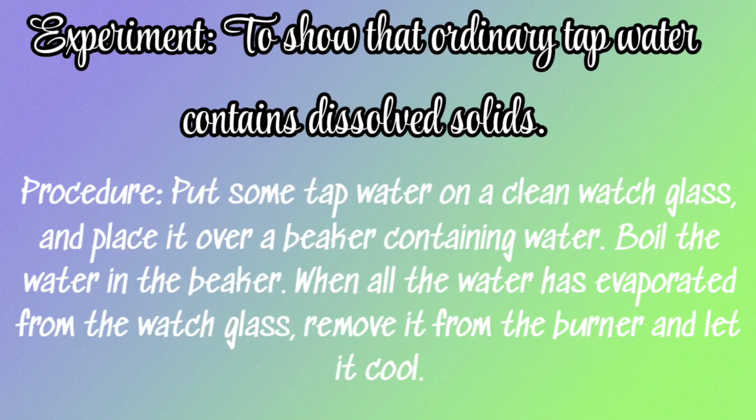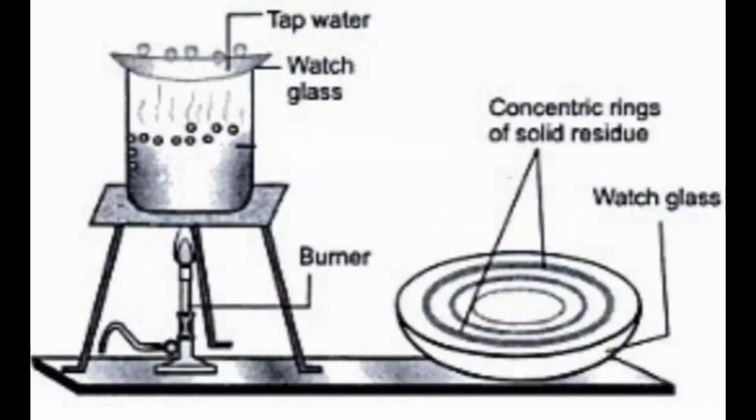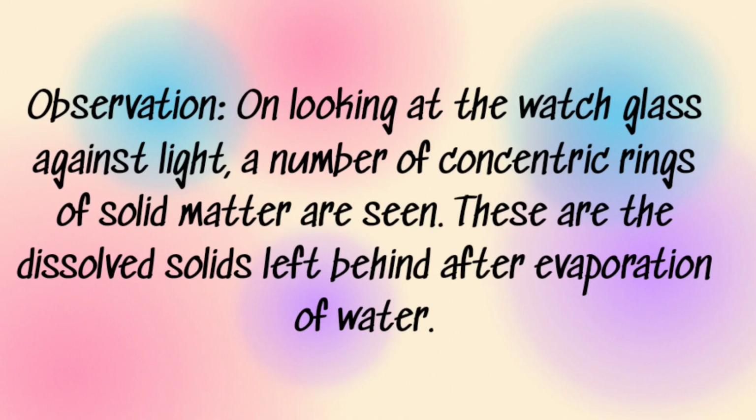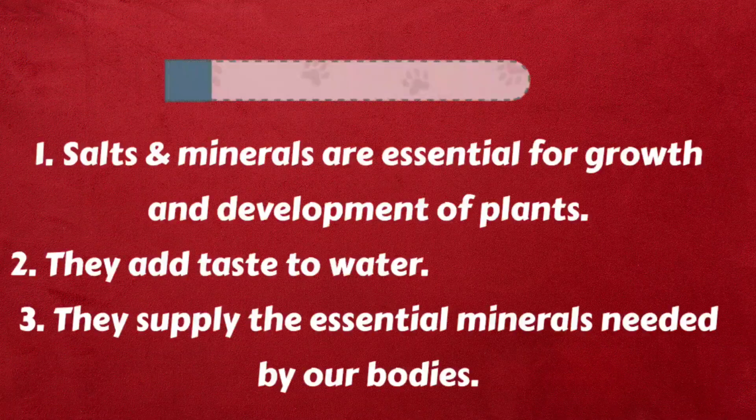Experiment to show that ordinary tap water contains dissolved solids. Procedure. Put some tap water on a clean watch glass and place it over a beaker containing water. Boil the water in the beaker. When all the water has evaporated from the watch glass, remove it from the burner and let it cool. Observation. On looking at the watch glass against light, a number of concentric rings of solid matter are seen. These are the dissolved solids left behind after evaporation of water.